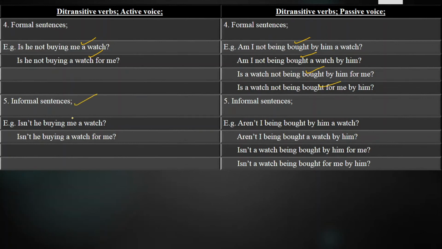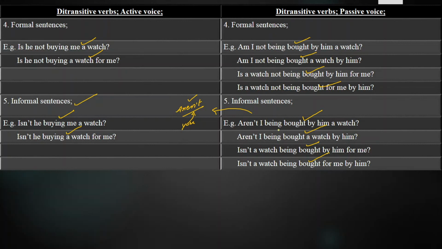Last we have the informal sentences, those sentences in which we deny the statement and ask a question in an informal way. Is not short form is isn't. Isn't he buying me a watch? Isn't he buying a watch for me? And for am not short form, keep in your mind, with I you will have aren't, written A-R-E-N apostrophe T, pronounced ant with I and aunt with you, we, and they. Aren't I being bought by him a watch? Aren't I being bought a watch by him? Isn't a watch being bought by him for me? Isn't a watch being bought for me by him?